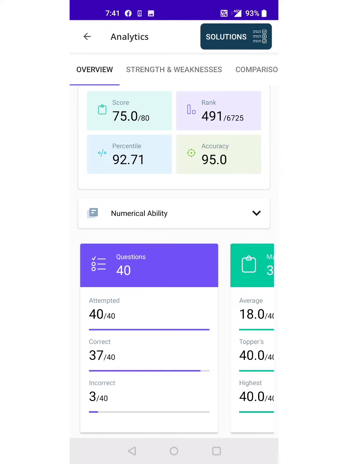Also, all the very best for tomorrow and the day after tomorrow candidates. Try to attempt with 100% accuracy. If your attempts are fewer, you will definitely not qualify, guys.